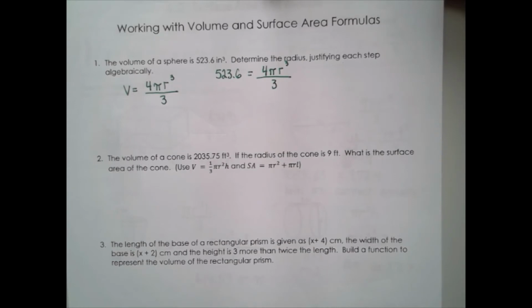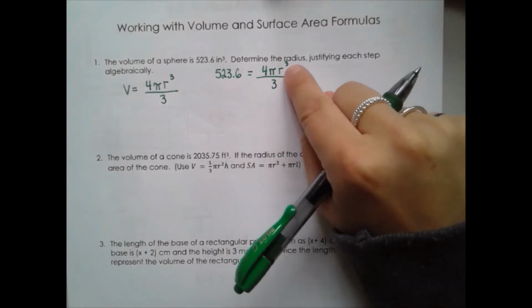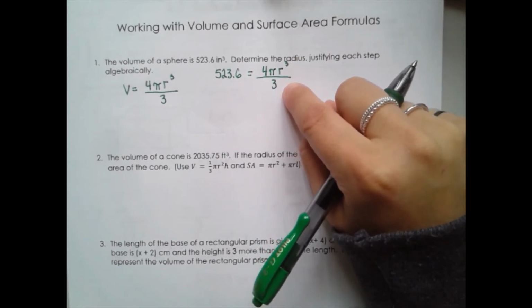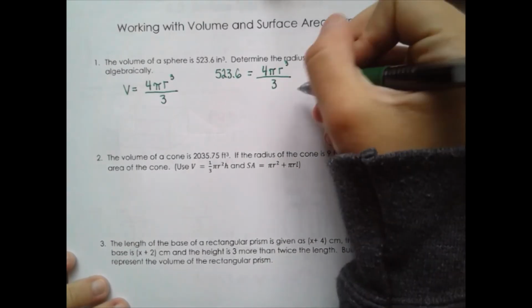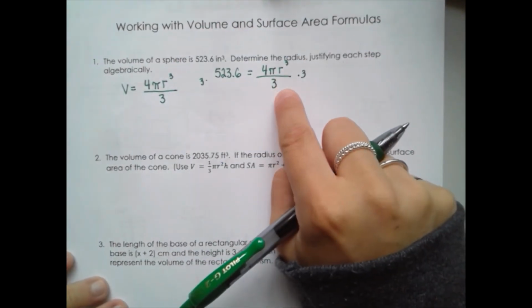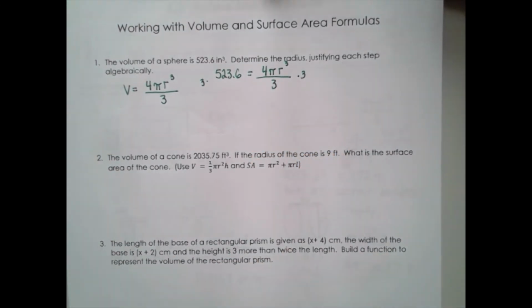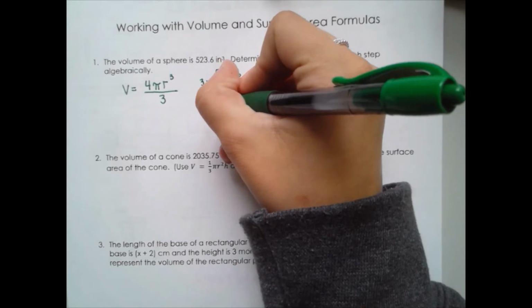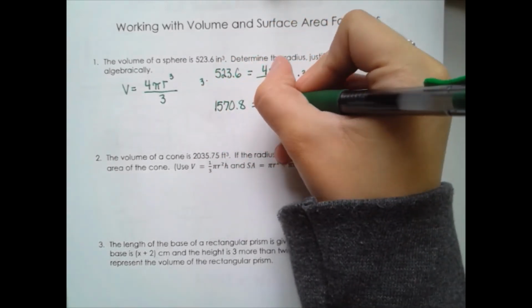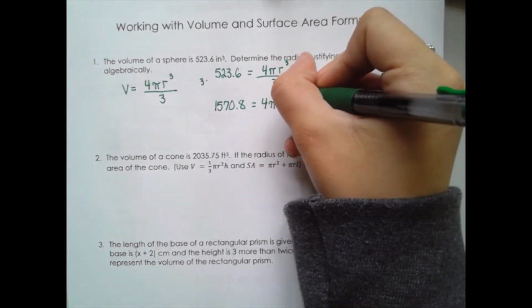and now we're going to solve for the variable it's asking for. So to get our r by itself, the first thing that we need to do is get rid of the 3 because it's the furthest thing away from our r. So I'm going to multiply each side by 3, because this is dividing by 3, so to undo division, we'll do multiplication. 523.6 times 3 is 1,570.8 equals 4 pi r cubed.